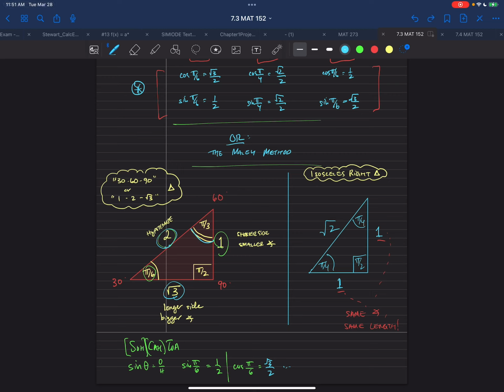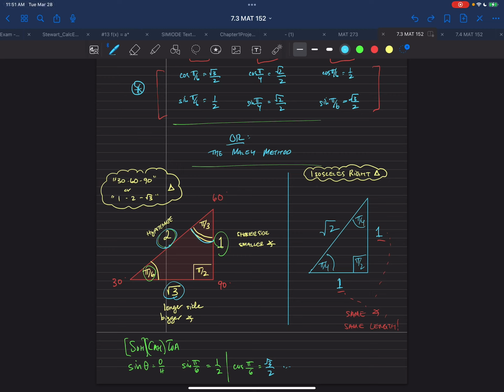And then the only other triangle that you should really memorize is the isosceles right triangle, and that's where both of these angles are the same, 45 degrees. So that means that it's isosceles, it has 2 of the same sides. So this is a 1, 1, radical 2 triangle. And you can verify here that sine of pi over 4 is opposite over hypotenuse, 1 over radical 2, which we often write like this.